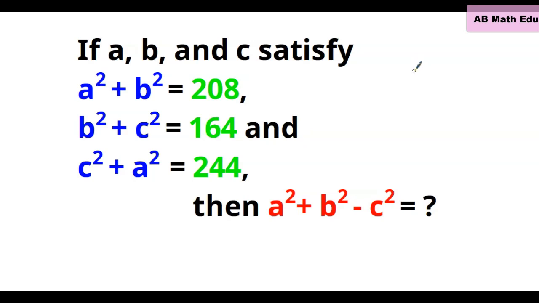Hi, let's look at this expression. If a, b, and c satisfy a squared plus b squared equals 208, and b squared plus c squared equals 164, and c squared plus a squared equals 240, then what will be this expression? a squared plus b squared minus c squared will be.